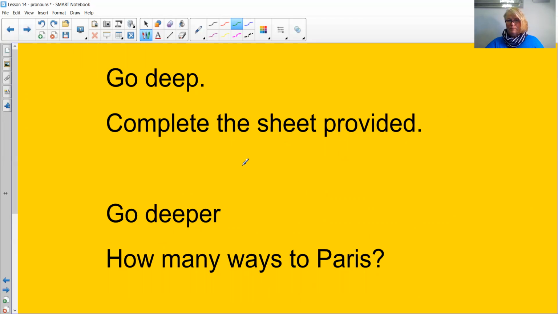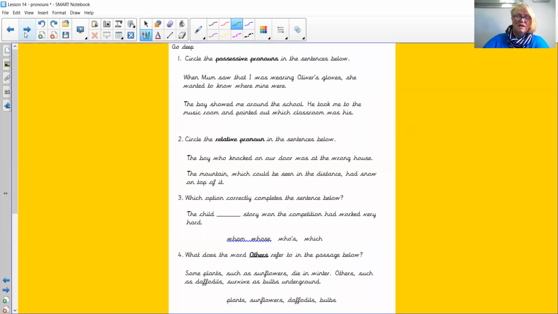So we've got some sheets for you to complete. The sheets, if you wanted to print them out, are on the daily plan. If you haven't got a printer, it's not a problem at all, because you can just simply copy out the work. And I'm going to do a bit of explaining. I'll go through the Go Deep, and then I'll do a bit of explaining with the Go Deeper, because I think some of you might get a bit confused as to what we're asking to do.